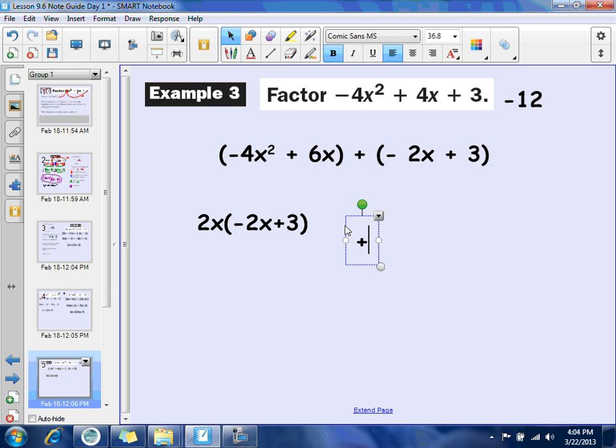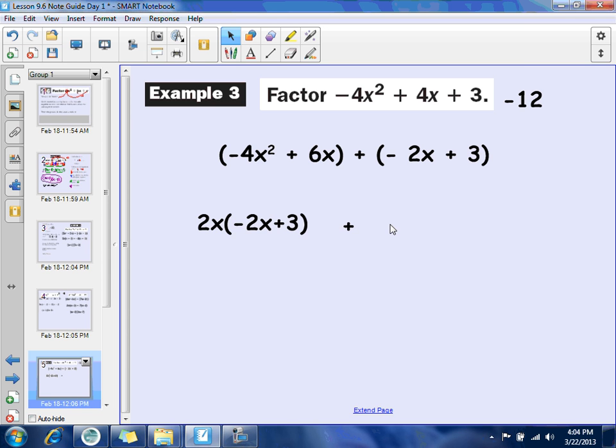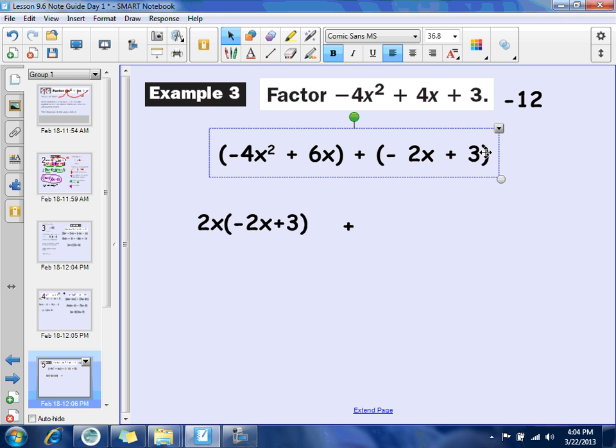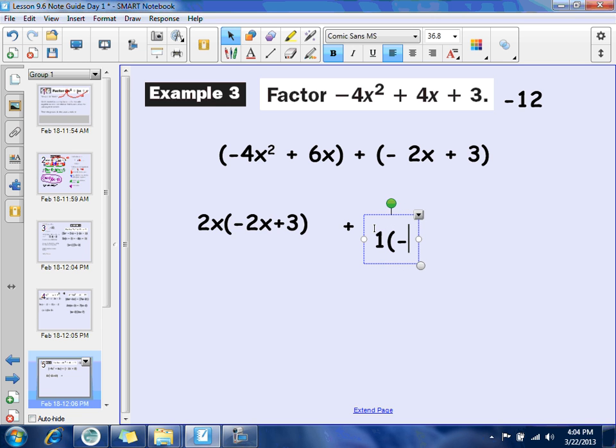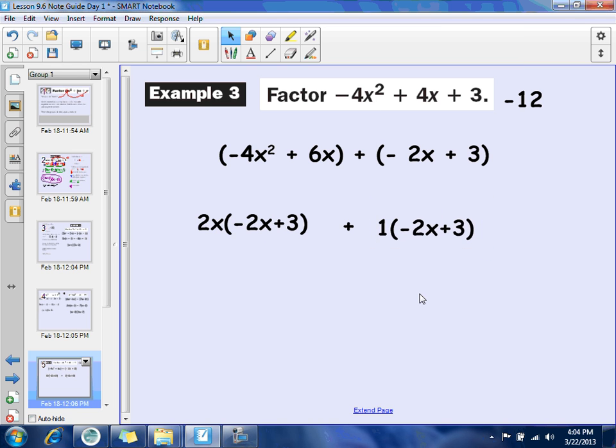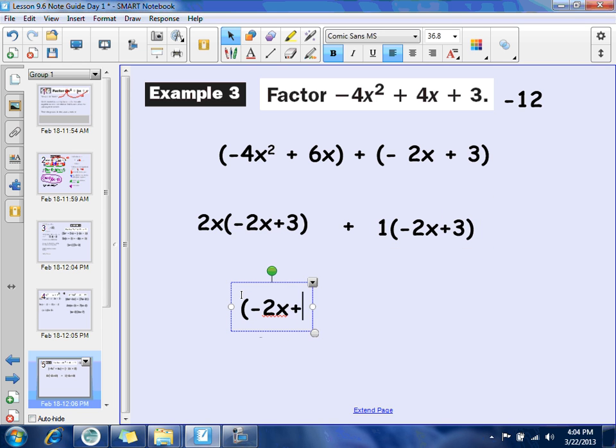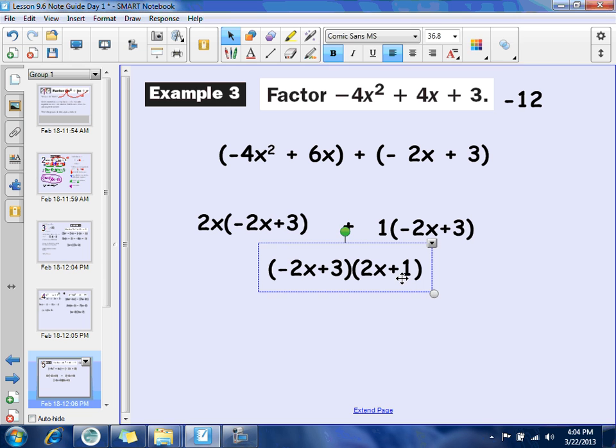And on this one, plus, hey, it's already negative 2x plus 3 in this, but I have to pull something out. And so if I need it to stay exactly as it is, the number I can pull out is a 1. And then it gets to stay as negative 2x plus 3. And I have the exact same factor, negative 2x plus 3. And then my other factor would be 2x plus 1. So that would be your answer.